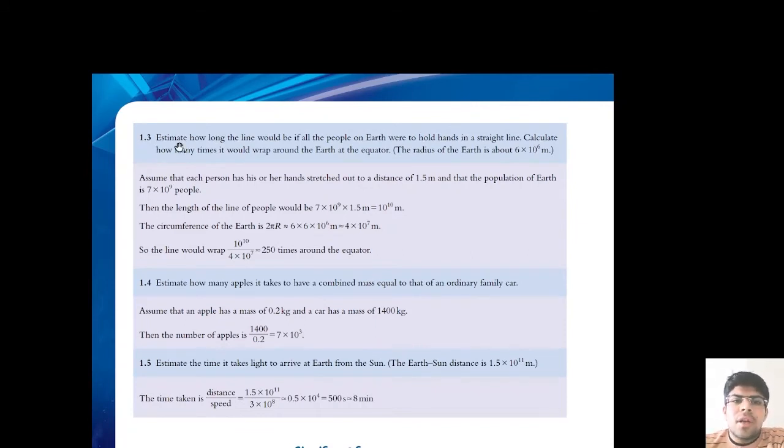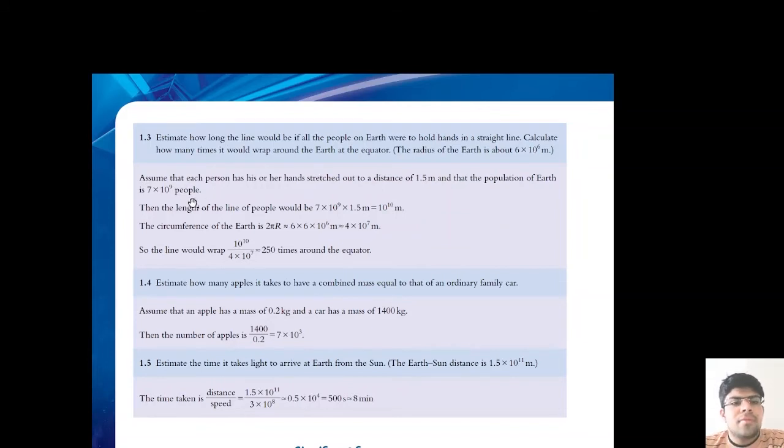Estimate how long the line would be if all the people on the earth were to hold hands in a straight line. Calculate how many times it would wrap around the earth at the equator. The radius of the earth is about 6 into 10 raised by 6 meter. Assume that the person has his or her hand stretched out to a distance of 1.5 meters. So we have to assume a distance of 1.5 meter, and that the population of earth is 7 into 10 raised by 9 people.